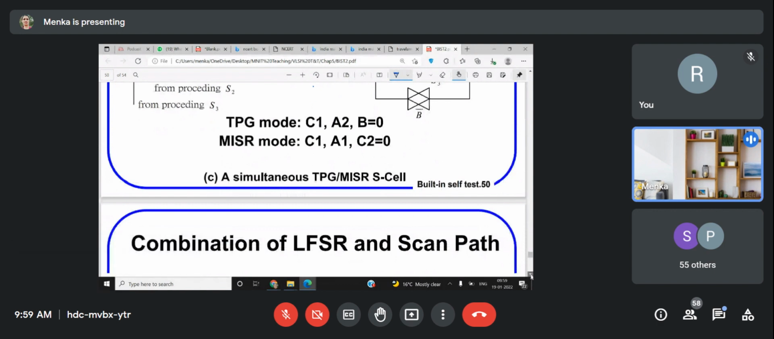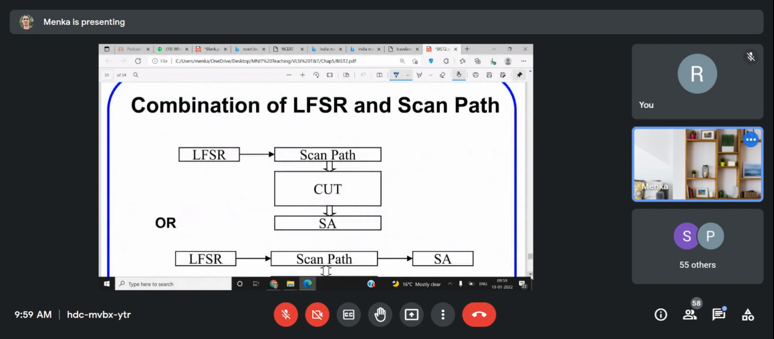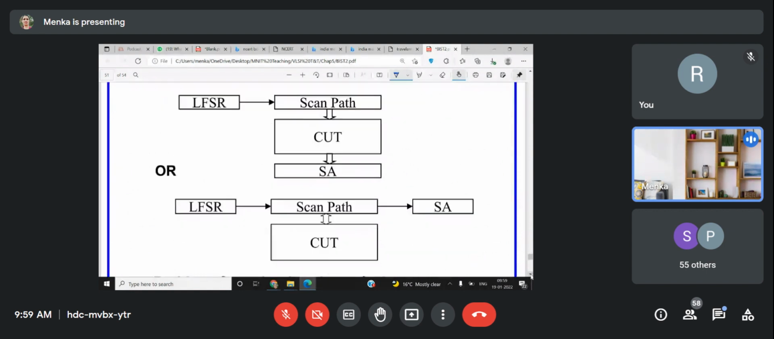So, a combination of LFSR and scan path. These can be the possible combinations: LFSR, then scan path, and this is the signature analyzer. This is nothing but ORA. And another thing is CUT. The scan path is communicating with CUT, and the same scan path is communicating with both of these, LFSR and signature analyzer.